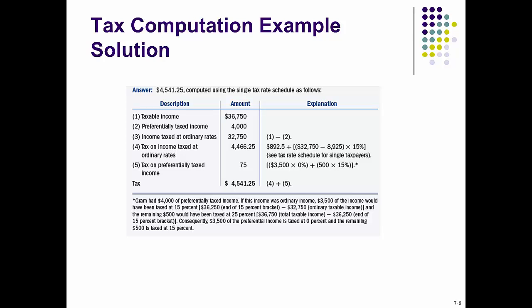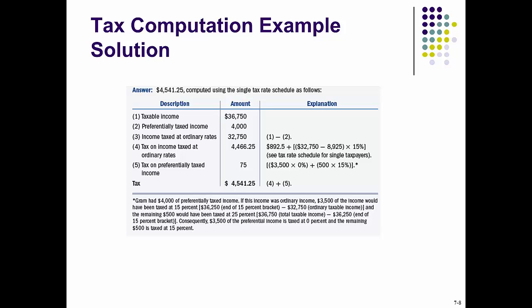So here we determine a taxable income of $36,750. Preferential tax income will be $4,000. Income taxed at the ordinary rate will be $32,750. For the tax on income at the ordinary rate, we look at that and we come to a certain rate, right?